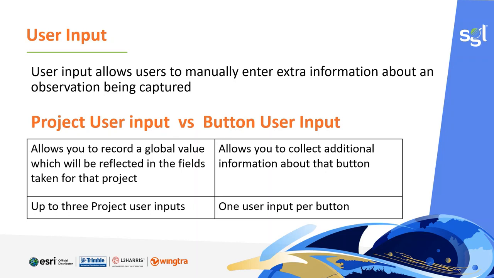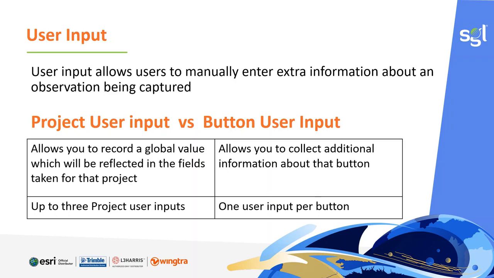The user input is divided into two: the project user input and the button user input. Now I want to differentiate between the two. The project user input is configured to display when the project is opened, and it allows you to input a global or general value. This value will be reflected in the fields taken for that particular project. The project user input can configure up to 3 dialogues per project, and you can make it a required field or not.